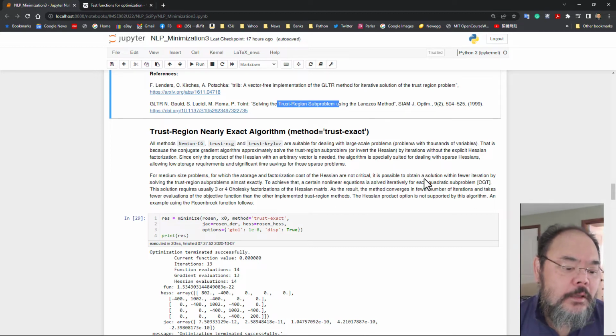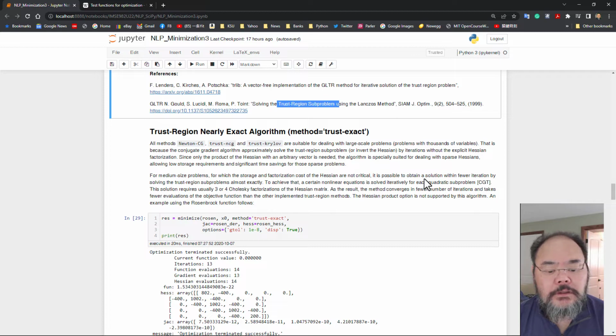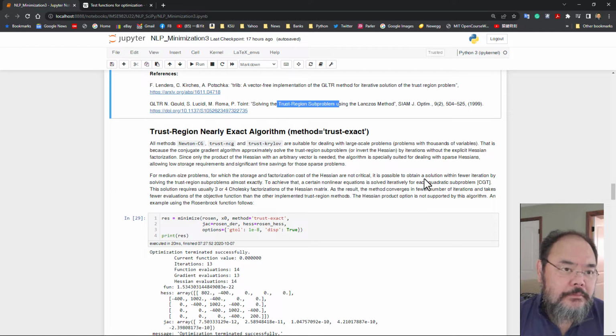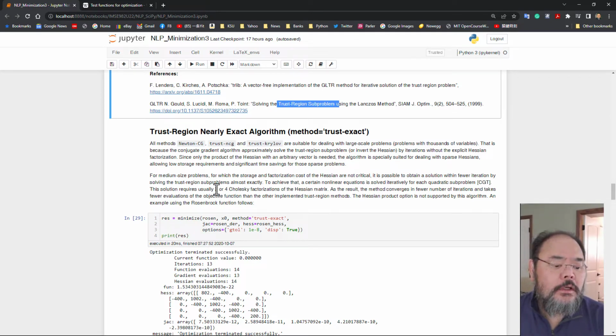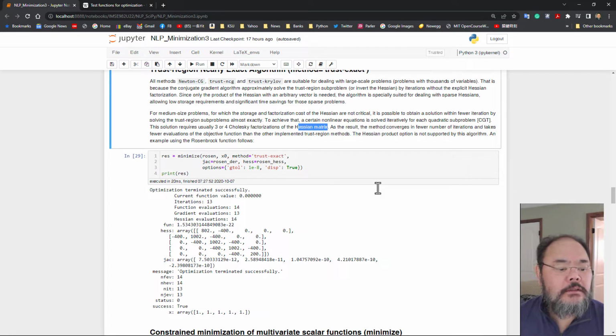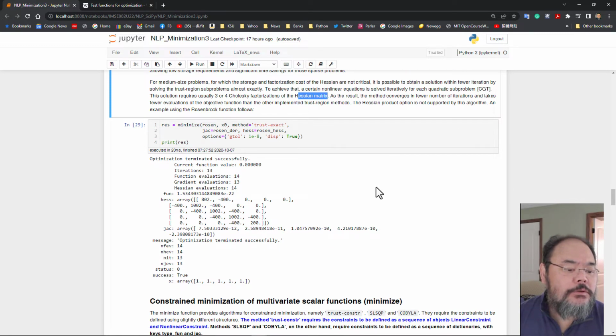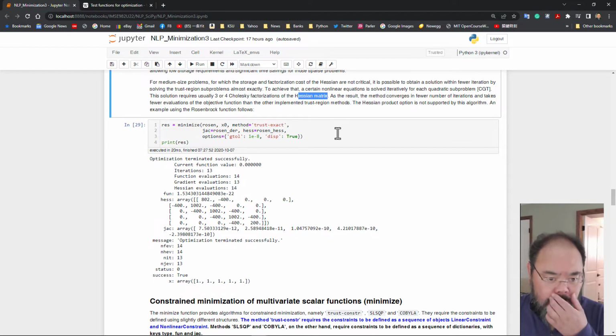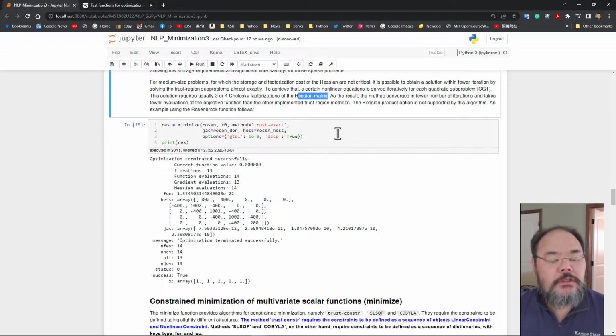So for medium-sized problems, where the storage and factorization cost is non-critical, it is possible to obtain a solution with a few iterations by solving the trust region subproblem almost exactly using Newton's method. So this trust region exact Newton method is suitable for medium-sized problems. Usually we perform 3 or 4 so-called Cholesky factorizations of the Hessian matrix, and therefore we can solve the problem with fewer iterations. So we're going to show you this using the trust region exact Newton method instead of using the conjugate gradient method to solve the system of linear equations.